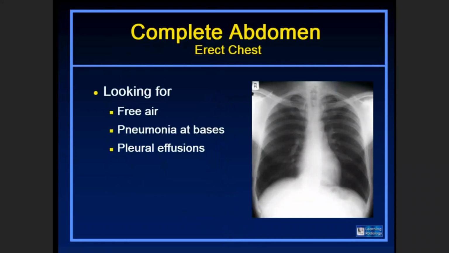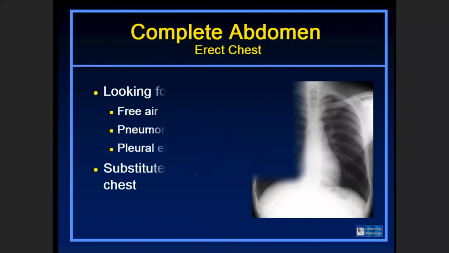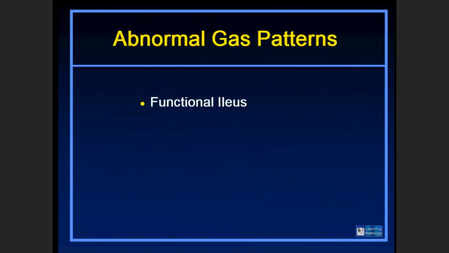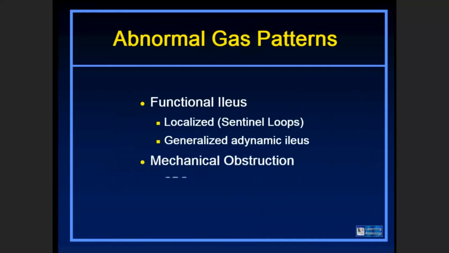In erect chest radiograph, as we saw before in the chest curriculum, you have to notice the presence of free air under the diaphragm, pneumonia, and pleural effusion. Abnormal gas patterns can indicate mechanical obstruction, gallstone ileus, or functional ileus. When we speak about functional, it means that the function or the nerve supply to the ileum is cut.